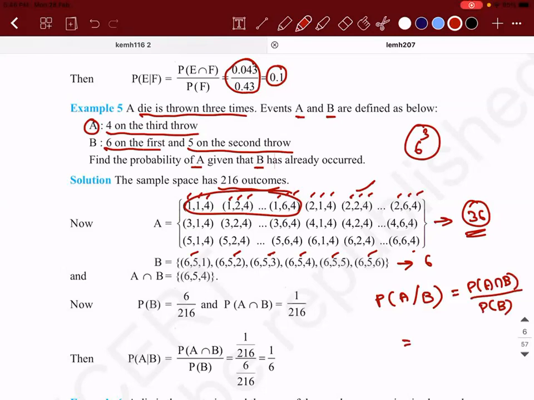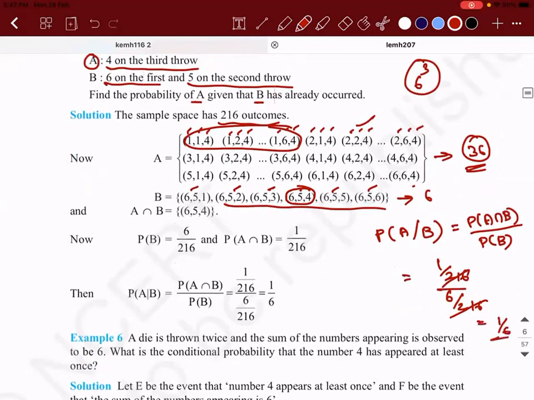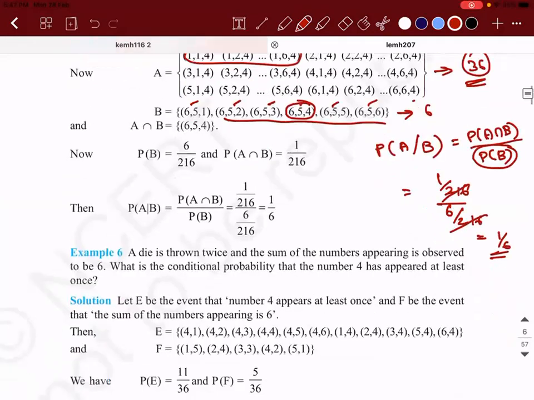What is the probability of A intersection B? There is only one event, right? That is 1 out of, okay, you want to take it like that. That is correct. 1 out of 216. What is the probability of B? 6 out of 216. Cancel them. Yeah, it will be 1 by 6. Did anyone understand? I directly wrote it as 1 by 6 because I took B itself as a sample space. That is why I wrote it as 1 by 6. Right.